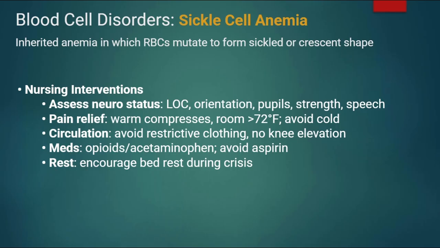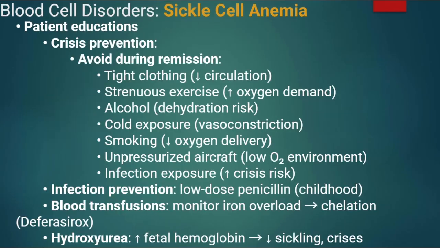Pain relief is essential. These patients often require opioid analgesics or acetaminophen. Aspirin should be avoided because of its effects on platelets and risk of bleeding. During the acute phase of a crisis, we encourage bed rest to reduce oxygen demand and prevent further complications. Once stable, gradual mobility can be encouraged. As nurses, our role is to combine careful assessment, comfort measures, and safe medication use to help patients manage sickle cell crises and prevent long-term damage.